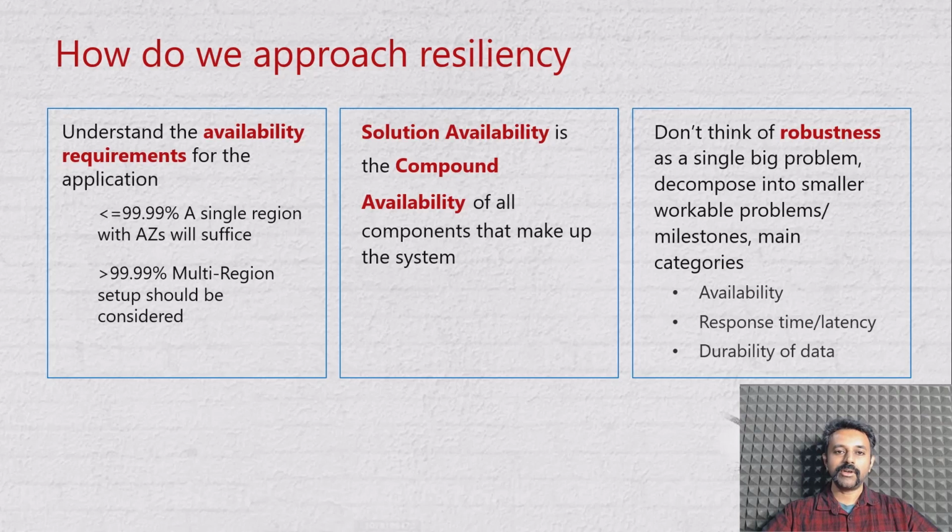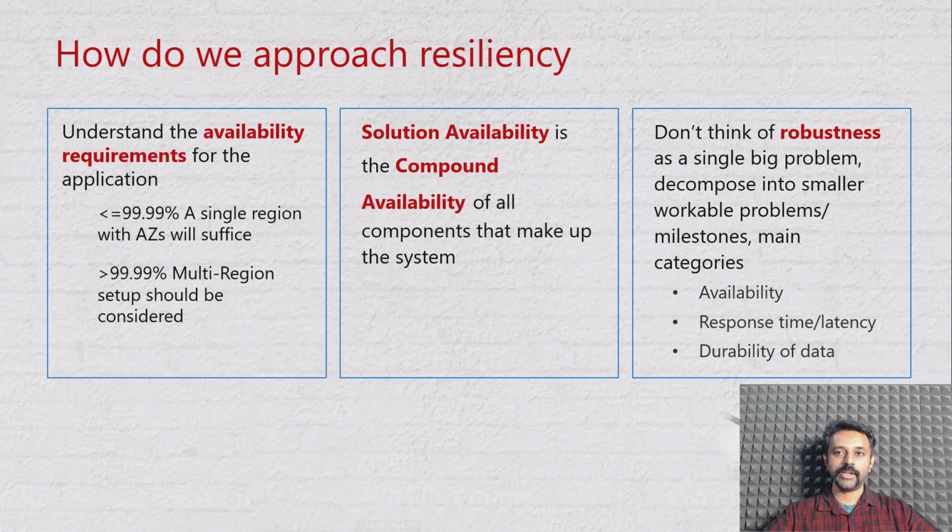If we talk about the availability of a solution, it may have different pieces, different aspects. It could be high availability at the storage level, network level, or compute level, and a combination of all this makes up the system. So it's not a single thing, but availability can be different across different aspects of the solution. Don't think of robustness as a single big problem, because it never is. There are different components, different parts to it, and we can have different workable solutions that provide us the highest availability.